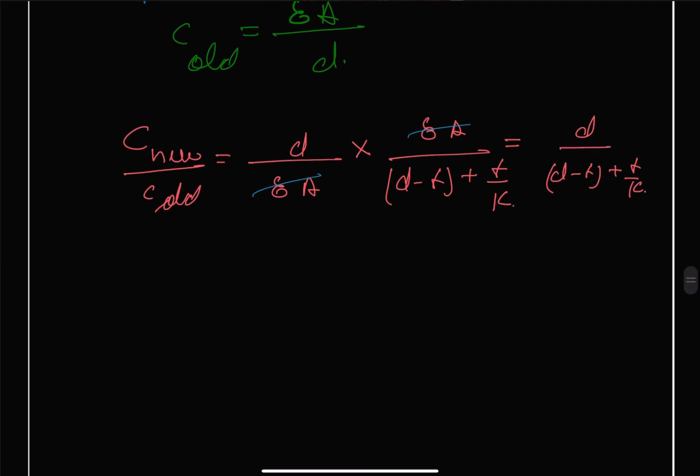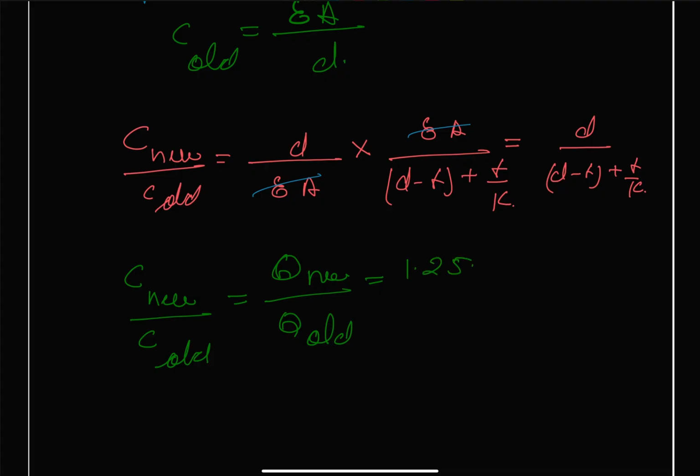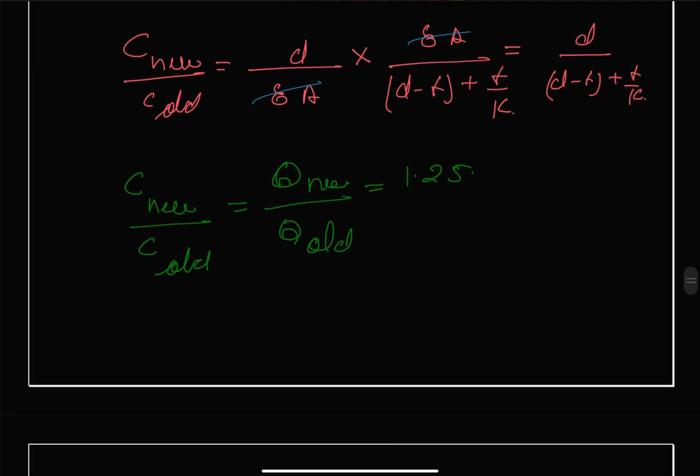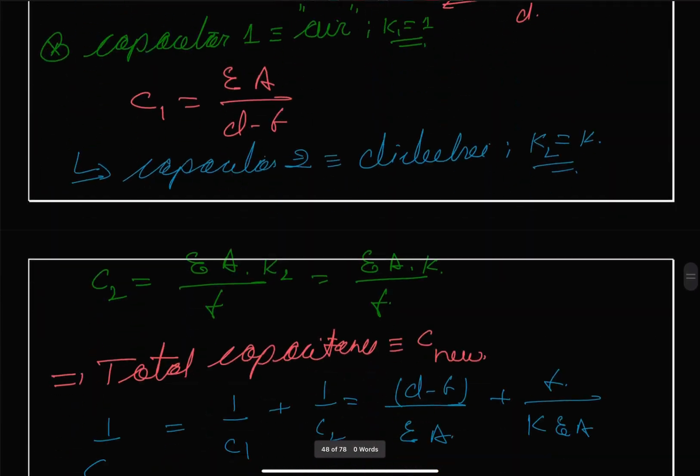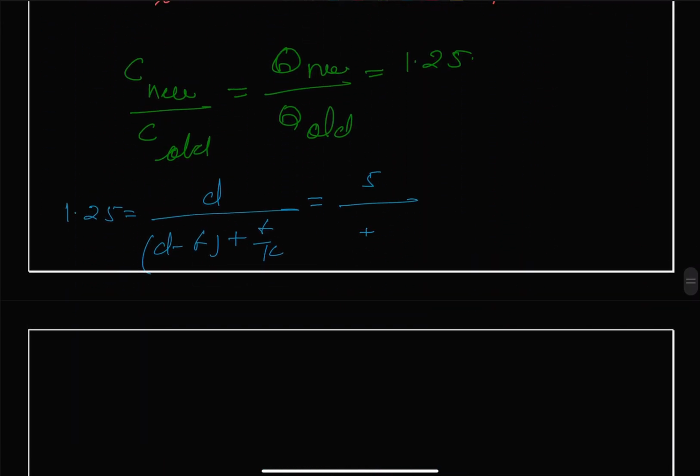And with respect to the charge we are given, we can easily see C new upon C old will be equal to charge new upon charge old, because voltage is same, which gives us 1.25. And we can just substitute it. We get 1.25 is equal to D upon D minus T plus T upon K. We substitute the value. D is our 5 and T is our, I think, 2 or 3, 2. So we get this as 3 plus 2 upon K.